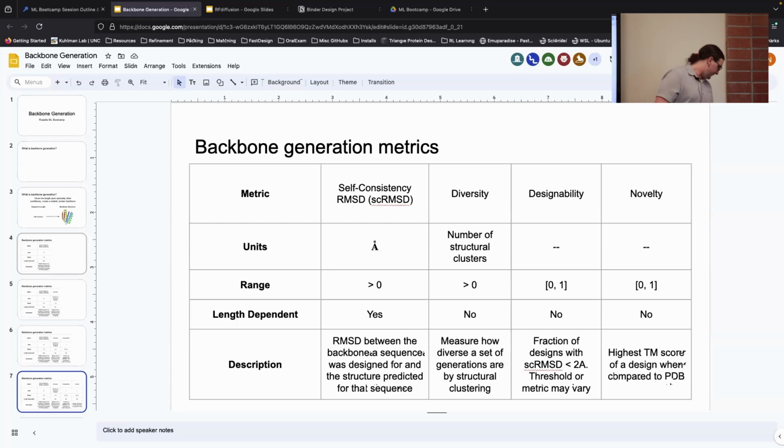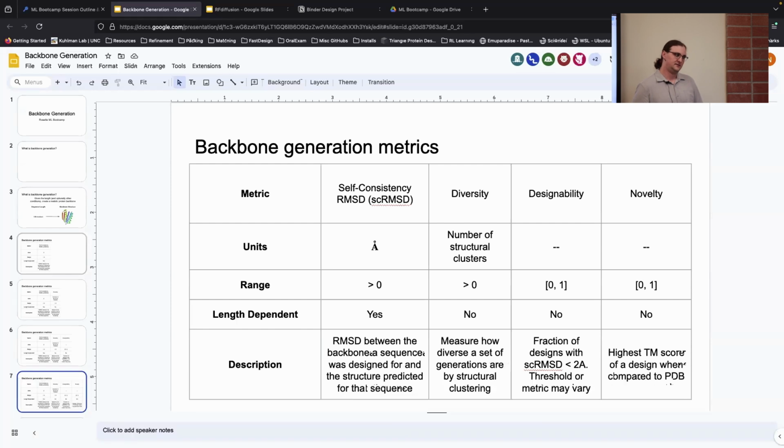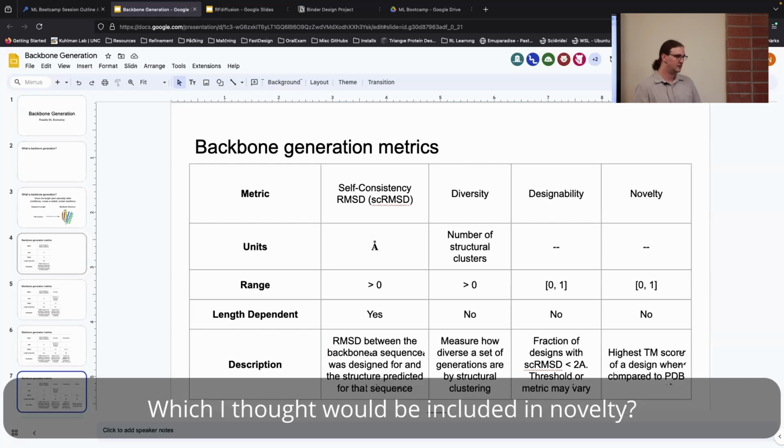'Cause I think this is pretty much the end. Oh, yeah. So these metrics seem to only consider backbone or even just three-dimensional space, but not the sequence. Right. Is there, or which I thought would be included in novelty?